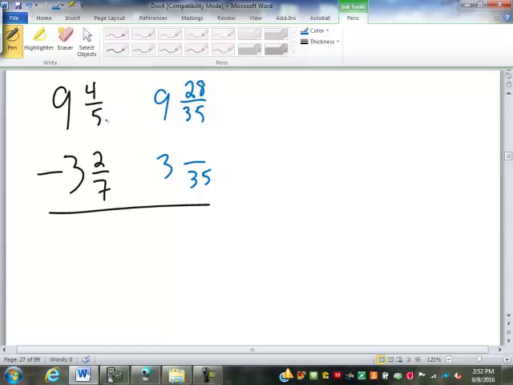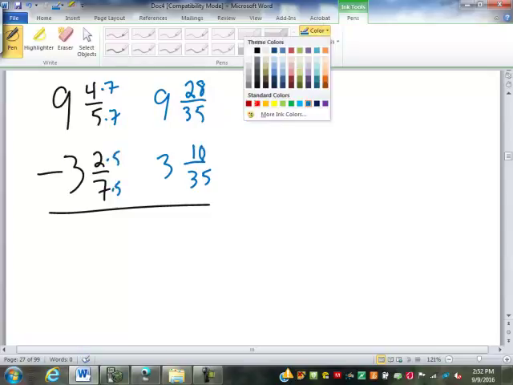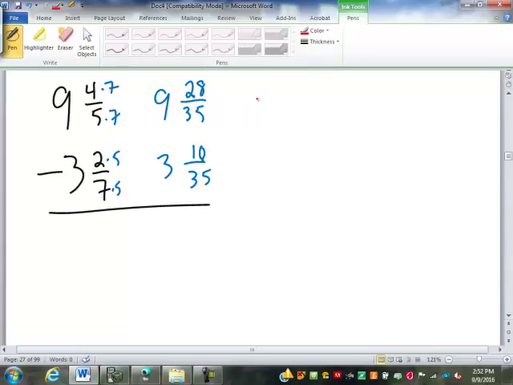28, right? 5 times 7, so 4 times 7 makes 28. What goes here? 10, good. 7 times 5, so 2 times 5. Now, just like with addition, that fraction is the last digit of our number. So we start with it and we work our way back to the left. 28 minus 10 is 18. And just like addition, we keep the same name.